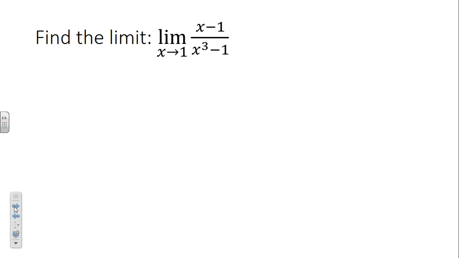Quick check, plugging 1 into the denominator, we get 0, so we can't evaluate the limit yet. So what are we going to do? Remember difference of cubes?